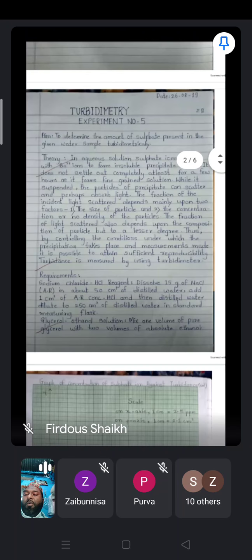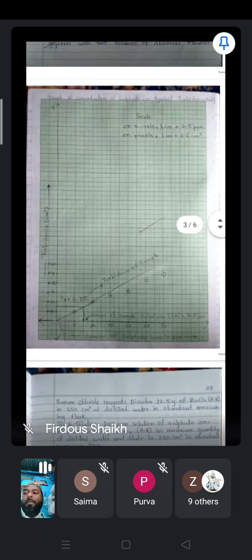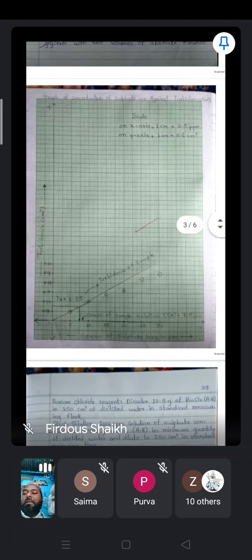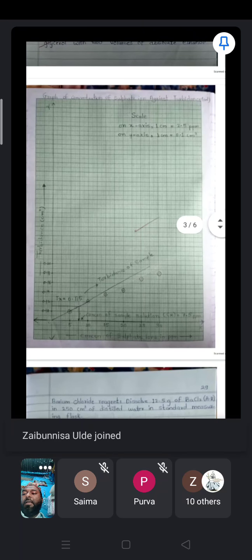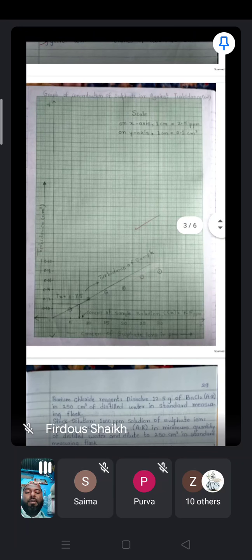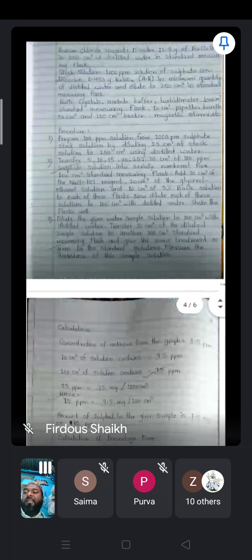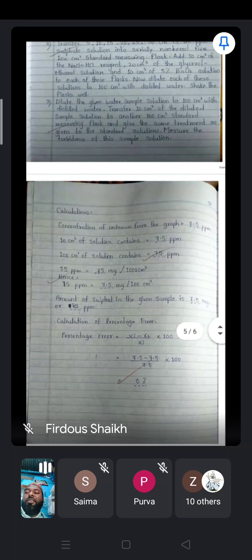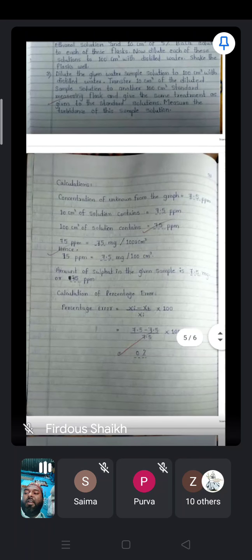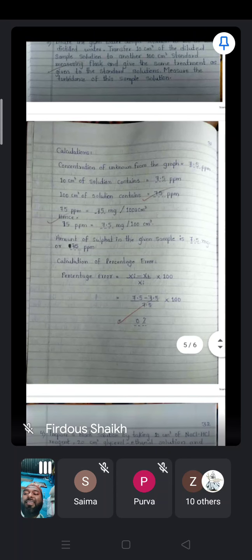Then we are going to plot the graph. The graph is turbidity versus the concentration of the sulfate ion in ppm. You have to write the scale. It will become a straight line graph. For the unknown, we can directly trace the concentration. Then the calculation is very simple. Concentration of the unknown from the graph is that much. 10 cm of the solution contains that much. Then 100 cm of the solution contains this much amount of sulfate.